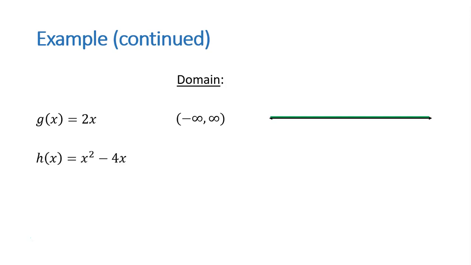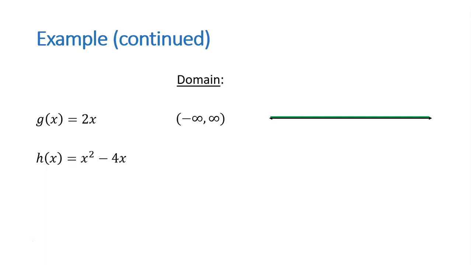Okay, so our other constituent function was h of x, which is equal to x squared minus 4x. We're in essentially the same situation: there's no denominator, so there's no way we could divide by 0, and there's no square root, so there's no way we could have a negative number under a square root.